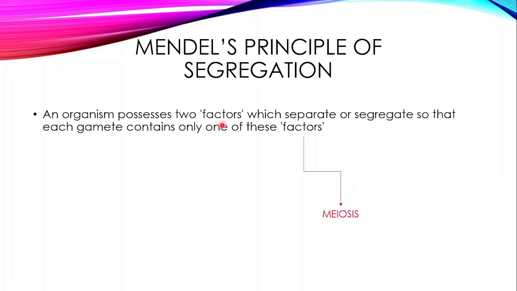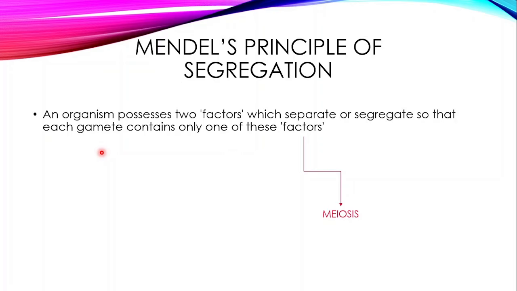Okay. Then Mendel's principle of segregation. An organism possesses two factors, which separate or segregate, so that each gamete contains only one of these factors. What Mendel is describing here is basically just meiosis. So when the gametes are formed from meiosis, one will contain one of the factors and the other gamete will contain the other factor.